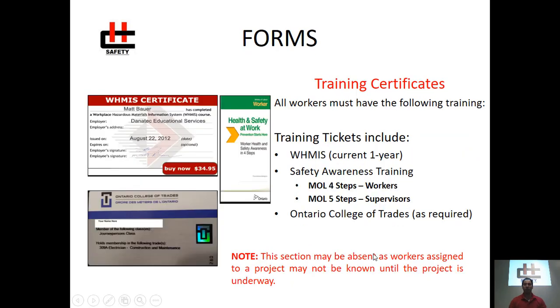Training certificates. All workers on a Harbridge and Cross project must provide the following training certificates, including WHMIS, that is current to 1 year, and safety awareness training. That's the MOL 4 steps for workers and the MOL 5 steps for supervisors. Additionally, if you're a red seal trade like electrician, a plumber, crane operator, you're also responsible for having an up-to-date Ontario College of Trades ticket.